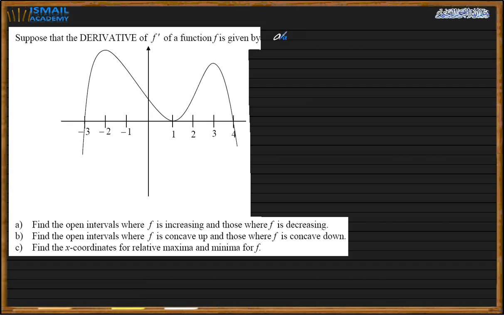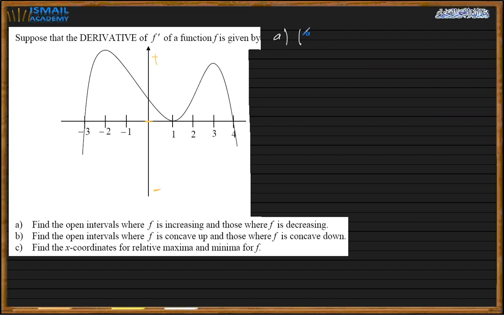So for A, to find where the function increases and where it decreases, if this is my derivative, I just need to check where the derivative is positive and where it is negative. So this is positive, this is negative. Here the derivative is positive. That means on the interval between minus 3 and 4, the function increases.